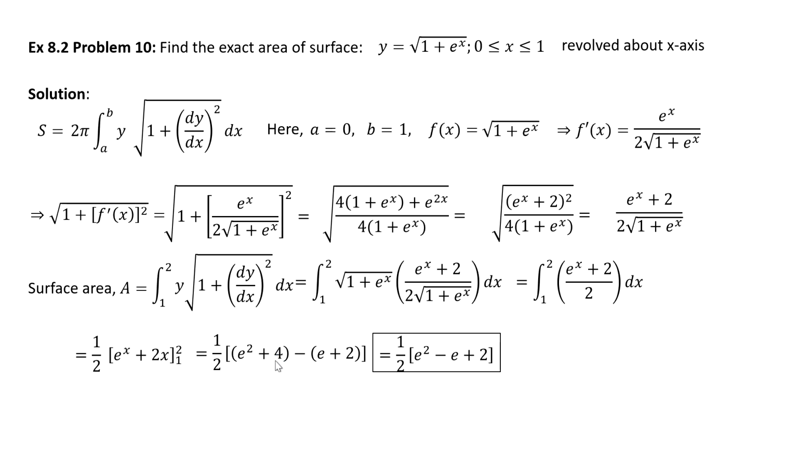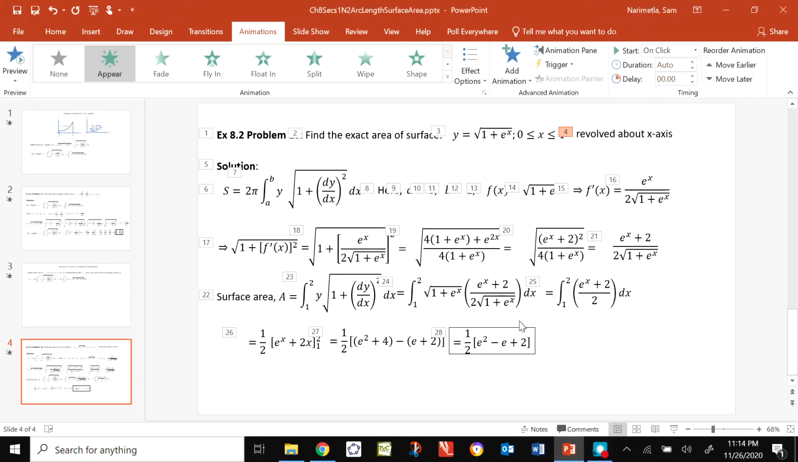Isn't that really simple? That's all I expect you to understand in these two sections. So it took barely some 10 minutes for me to explain this whole thing. Cool. All right. That's it, folks.